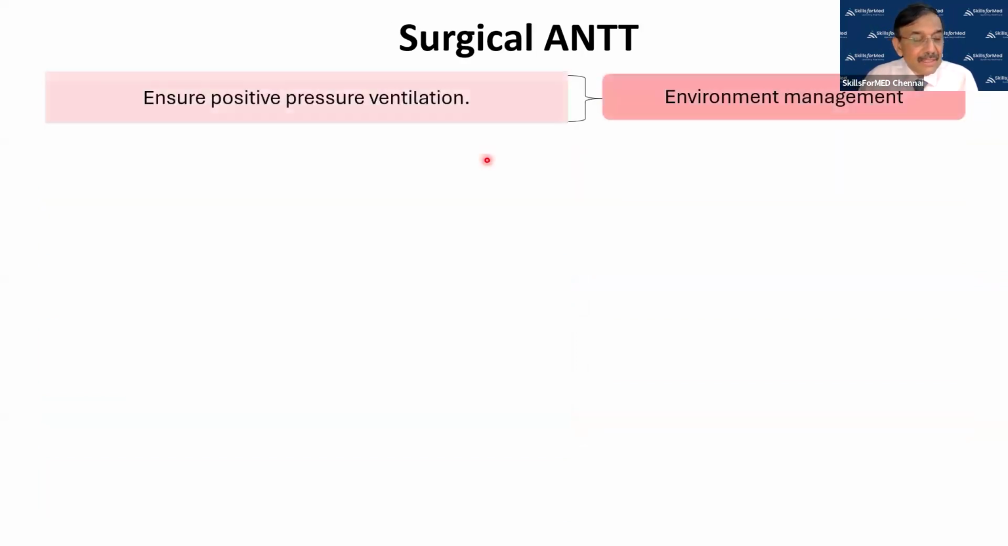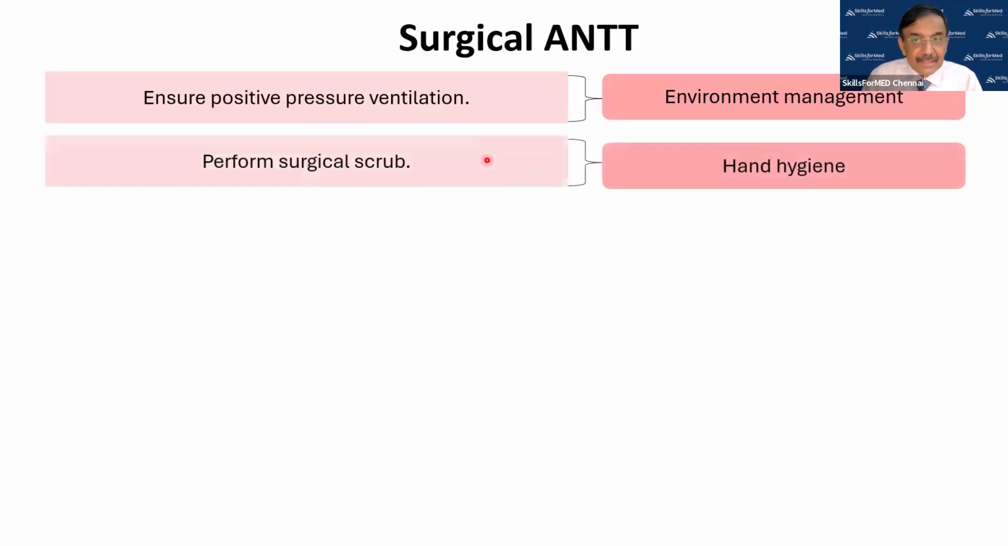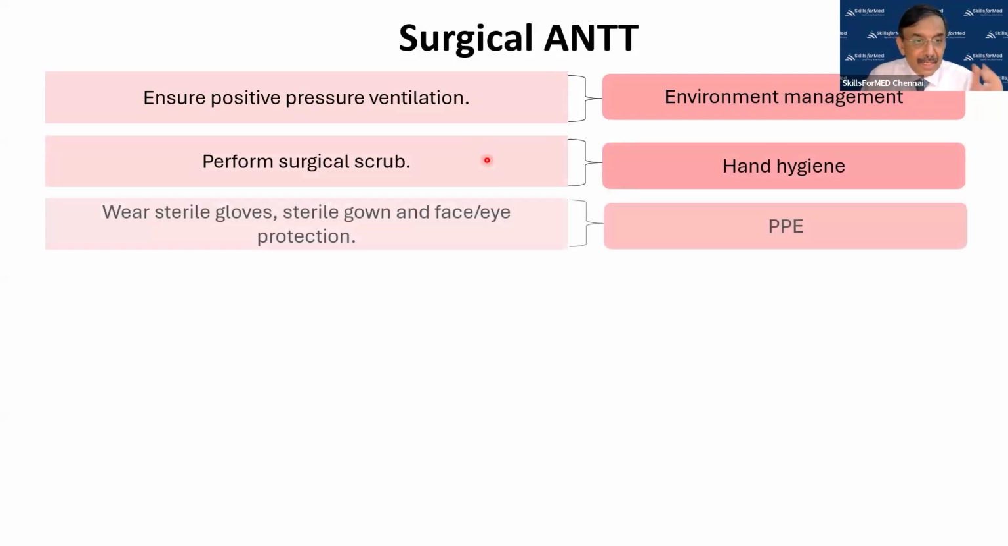For a surgical ANTT: environment, positive pressure ventilation, HEPA filters; hand hygiene, surgical scrub. Nobody asks, should I scrub up to the wrist? Everybody does up to the elbow. And PPE: sterile gloves, sterile gown, face and eye protection. This has all now become the norm or culture in the theater. So people just follow it.